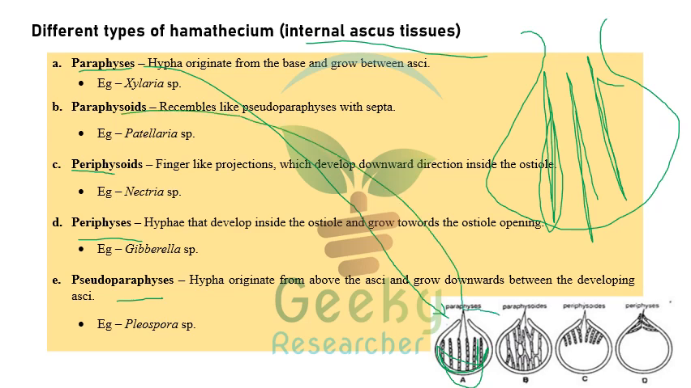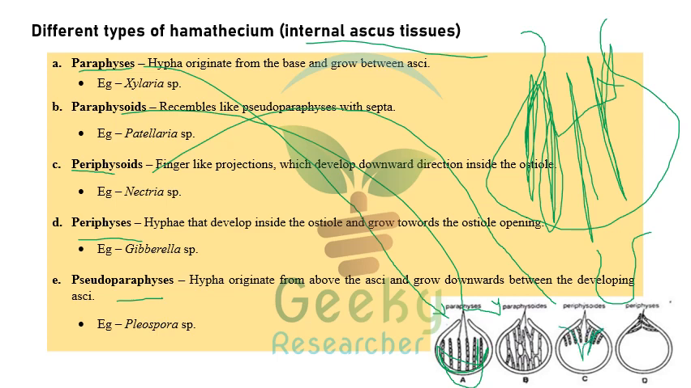Paraphysoids resemble pseudoparaphyses with septa. Example is Patellaria species. The next one is periphysoids. Periphysoids are finger-like projections which develop in a downward direction, not upward. You can see here these finger-like projections developing downward from the ostiole.